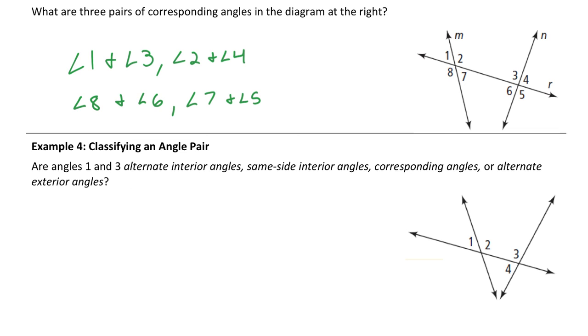Angles 1 and 3. If you look at angles 1 and 3, look at where they are and think about what relationship they'd follow. Now, these are on the same side of the transversal. Okay, they're on the same side, and they're both in what we call that top left position. So these would be another example of corresponding angles.